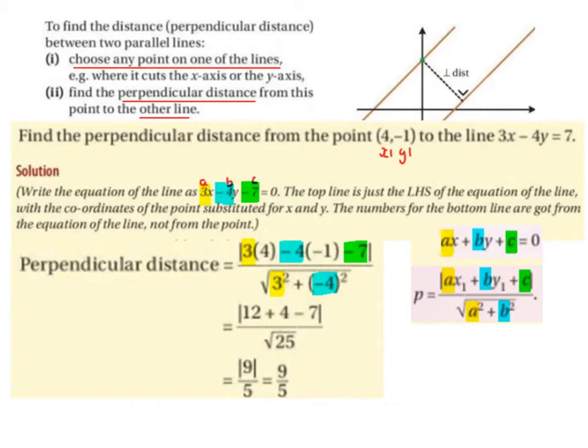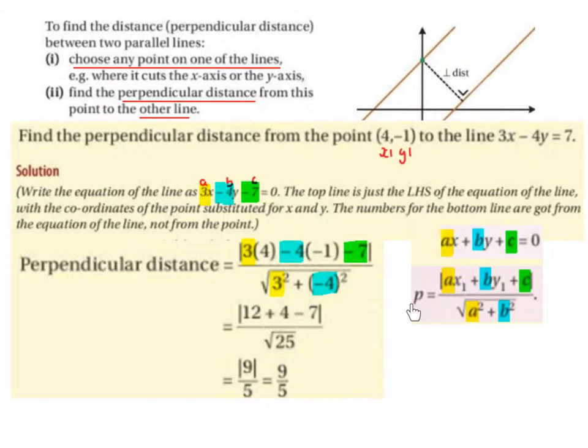So we're going to try and find the perpendicular distance from the point (4, -1) to the line 3x - 4y = 7. So we have rewritten our line as 3x - 4y - 7 = 0. And we're going to label our x coefficient as a, our y coefficient as b, and our constant as c. Then we substitute into our formula.